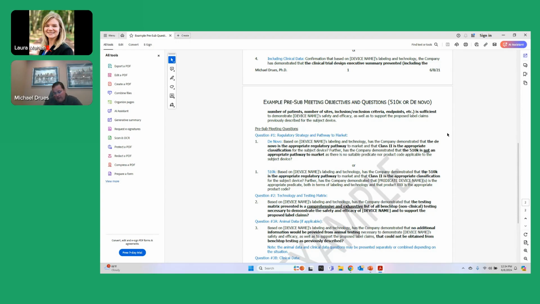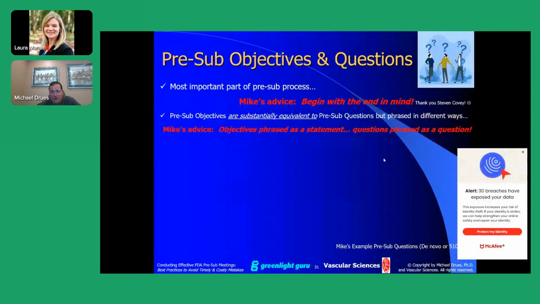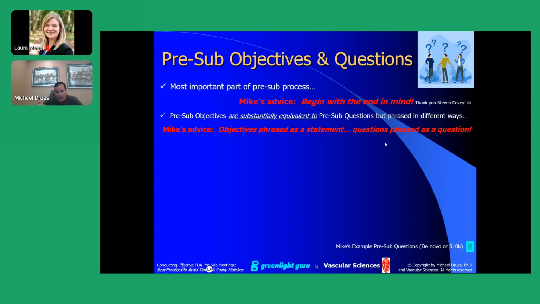Now, a lot of companies don't like to do this because they'll think, especially if I do it the opposite, if I say that I'm doing this as a 510K and not a de novo, that's going to put into FDA's mind that maybe they should be thinking about a de novo here. I don't look at it that way. I think that it's important to justify not just what you're doing, but what you're not doing and why.